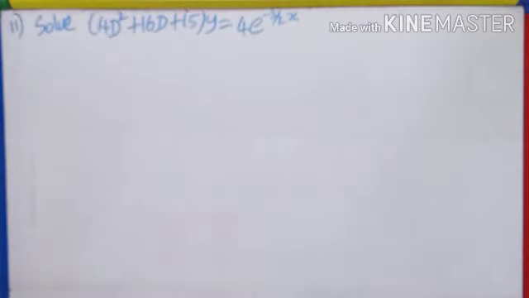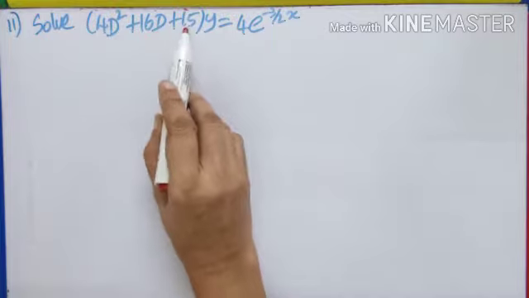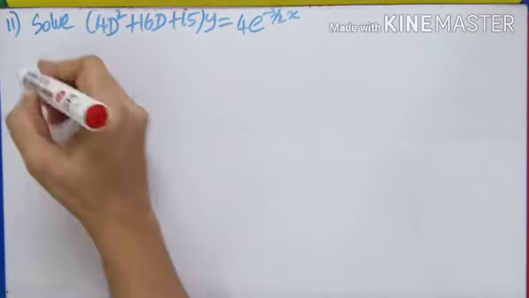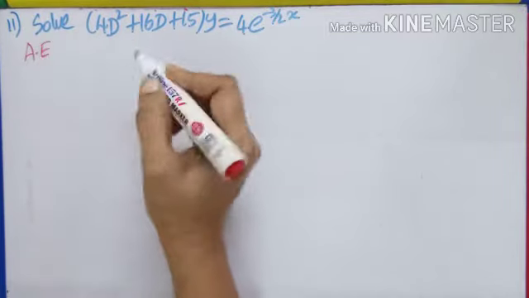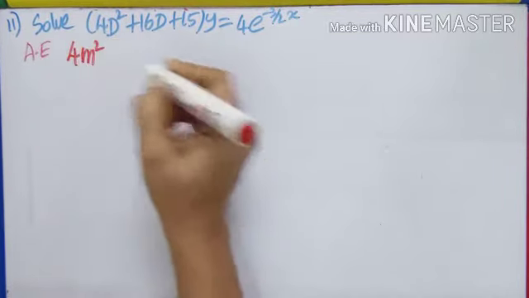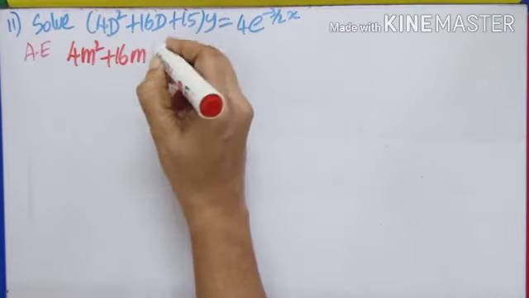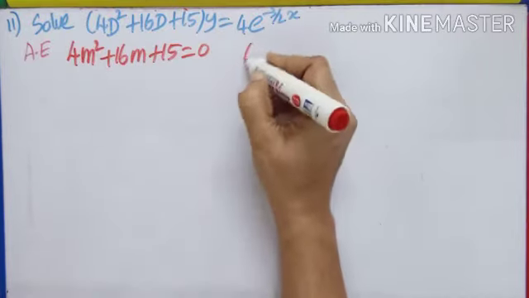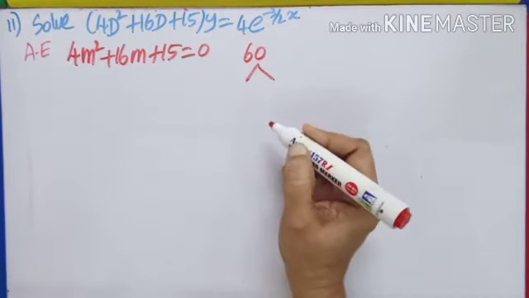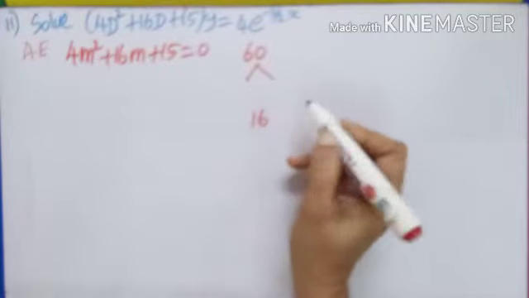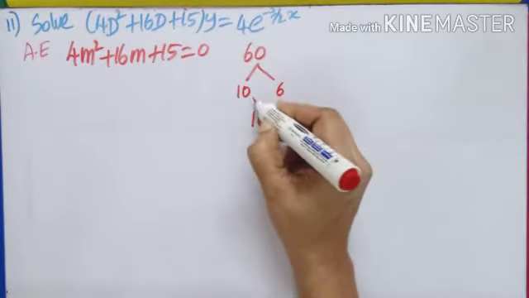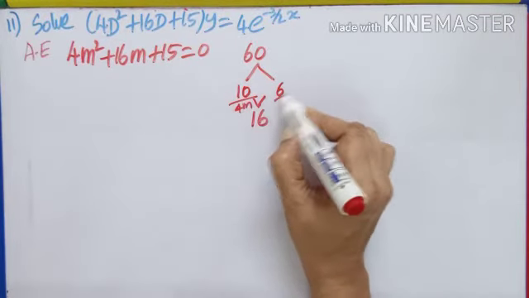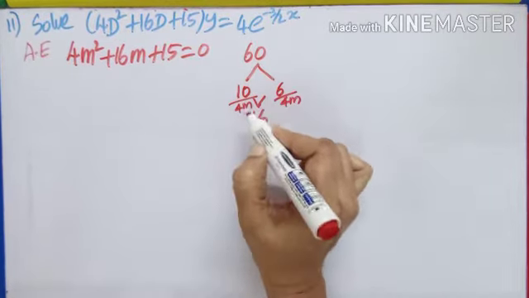Question number 11. Solve (4D square plus 16D plus 15) y equals 4 e power minus 3 by 2 x. We proceed with the auxiliary equation: 4m square plus 16m plus 15 equal to 0. 4 into 15 is 60. I need 16. 10 and 6 are the factors. Here 4m comes, divide by 4m, cut and write the answer.